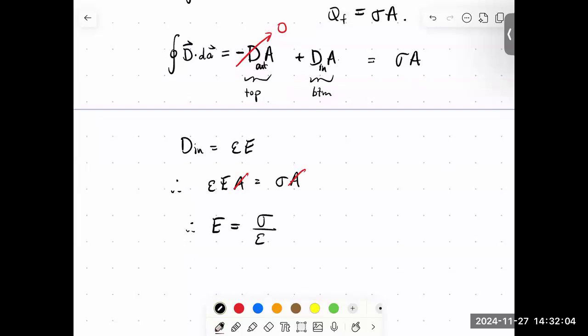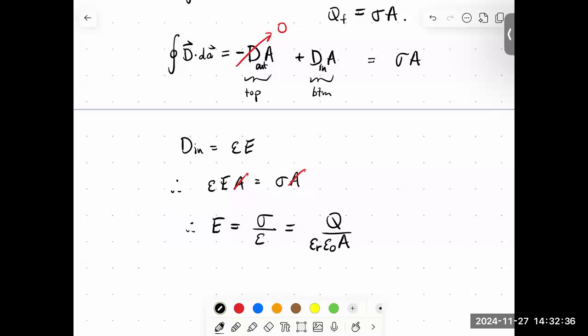So what I want to do is rewrite this in a more convenient form, a form that will hopefully be more recognizable. Sigma is charge per unit area. So it's going to be Q divided by A for sigma. This permittivity could be written as a product of the dielectric constant and the free space permittivity. And so that's all true.